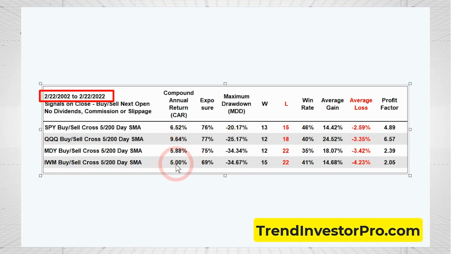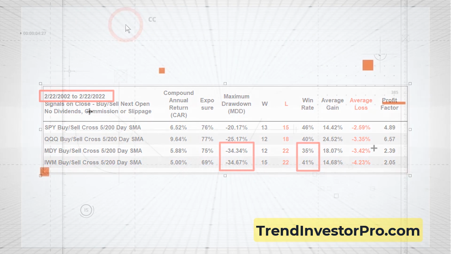But if we look at mid caps and small caps, they don't perform so well with the 50/200 cross. And you can see the drawdowns are above 30%, and the win rates are well below 50%. So these two don't perform so well, but QQQ does.